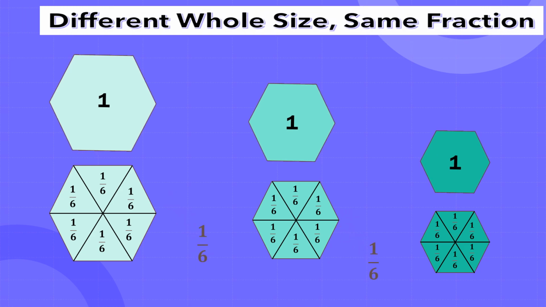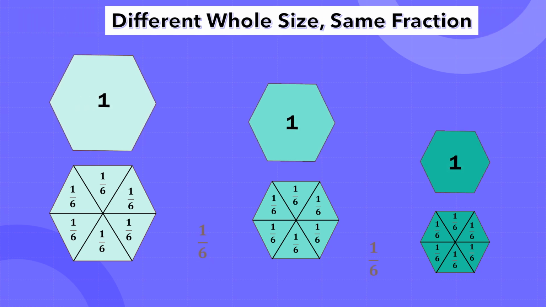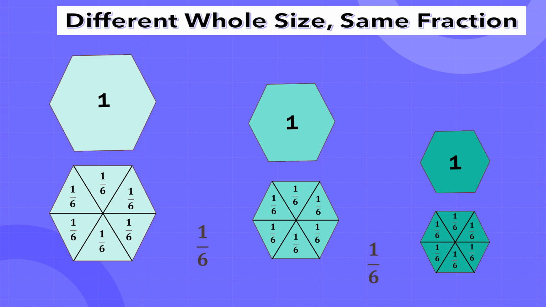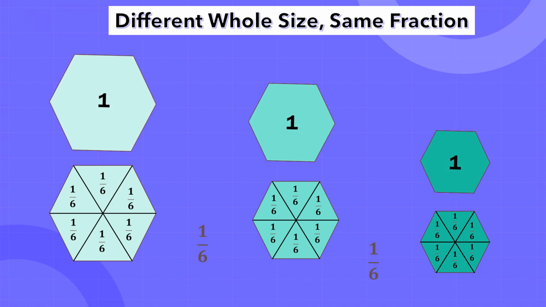So we have 3 hexagons of different sizes, but each hexagon has 6 equal parts and each part is 1 over 6. 1/6 is always 1/6, no matter how big or small the whole is. Fractions help us measure things accurately. Even if we are measuring something small or something big, fractions help us divide it into equal parts and understand how much of that whole we are talking about.